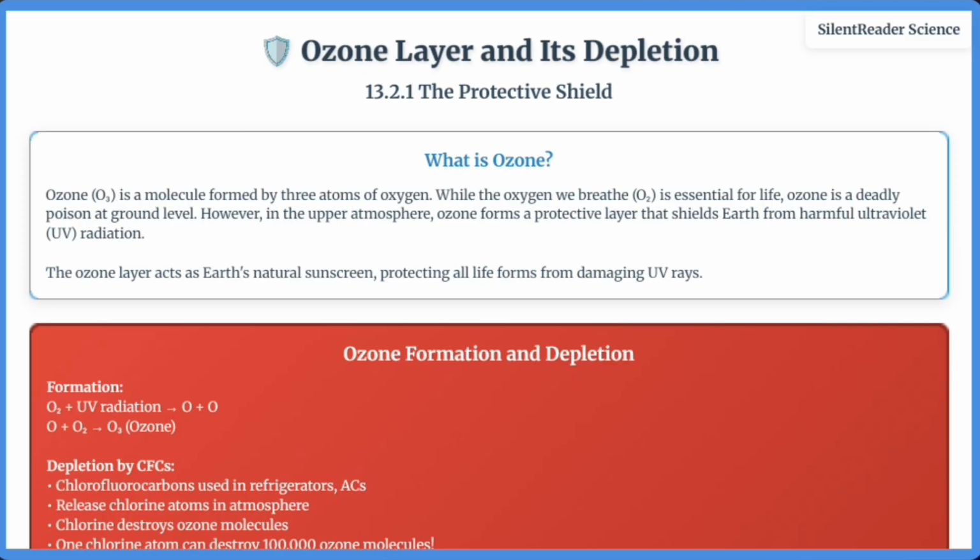This radiation is highly damaging to organisms. It's known to cause skin cancer in human beings, damage eyesight, weaken immune systems, and harm marine ecosystems. The ozone layer forms when higher energy UV radiation splits apart some molecular oxygen into free oxygen atoms, which then combine with other oxygen molecules to form ozone.